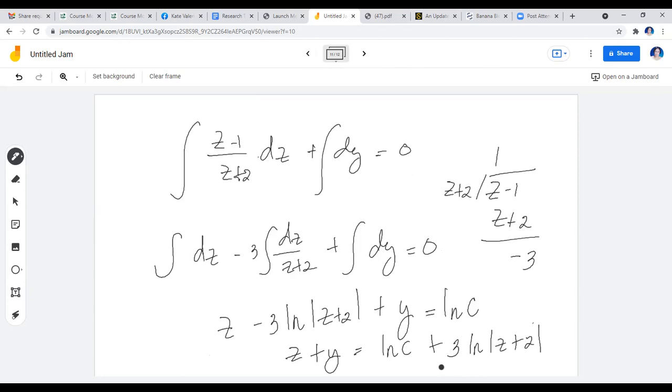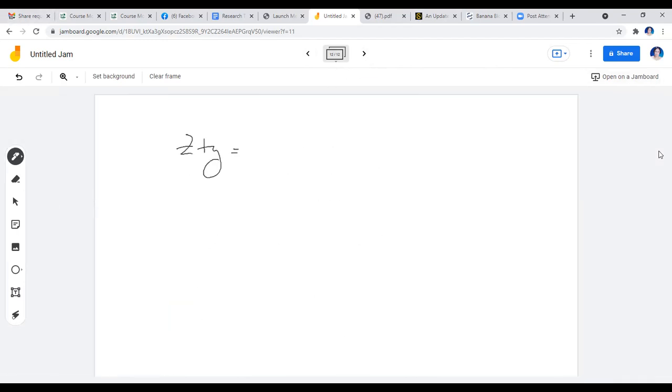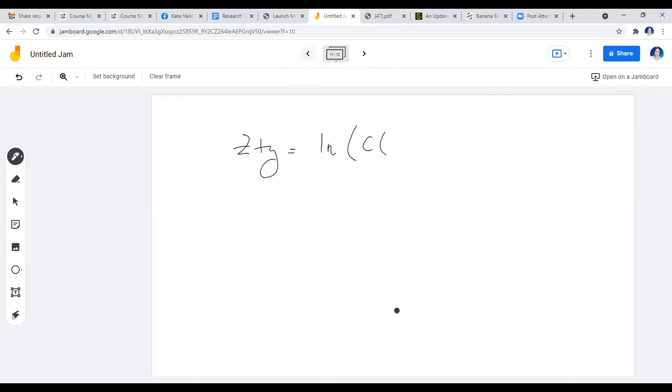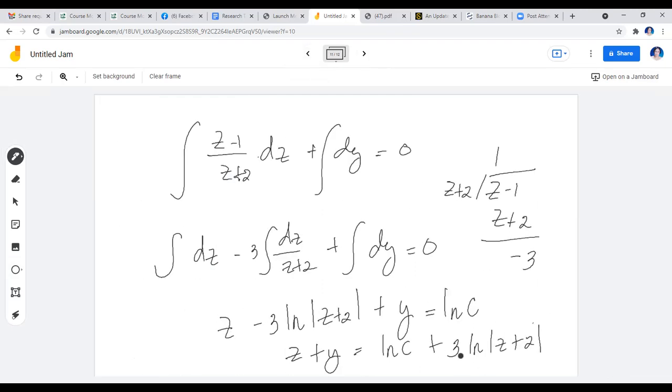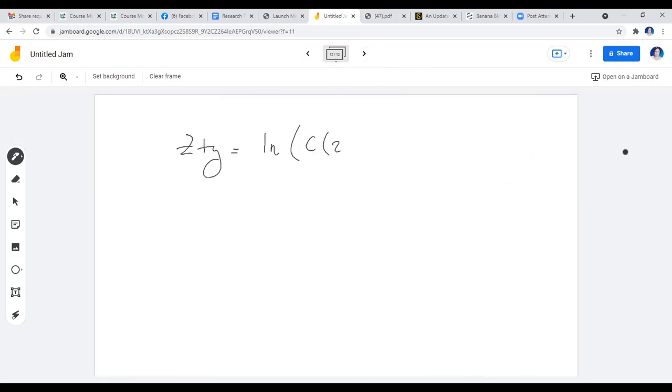So what is this particular property of the ln if we have addition? That's equivalent to multiplying the arguments of this ln. So I will now combine the two ln's into one ln expression. So I will have the ln of c, times, because I have here addition. So meaning these two arguments will be multiplied. So the 3 becomes the exponent of this expression. So that would be z plus 2 raised to 3.